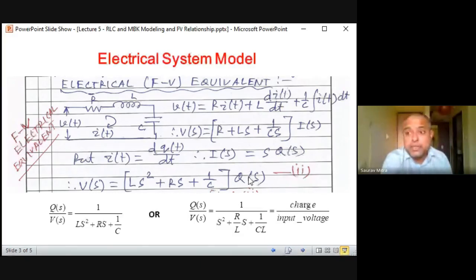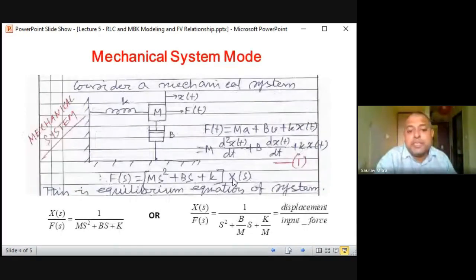What are the input and output parameters in case of mechanical? The mechanical input parameter is force. What is the input parameter in case of electrical? It is voltage. That's why this analogy is called the force voltage analogy. Similarly, what is the output quantity in case of electrical? It is charge, Qs. And what is the output quantity in case of mechanical? It is Xs, which is nothing but displacement.